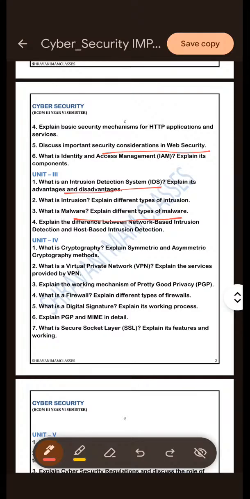I told you multiple times that symmetric means it uses the same key for both encryption and decryption, and asymmetric uses both the public key and the private key. Like this, you have to explain in detail about these cryptography methods. Okay, and coming to what is a virtual private network, and explain the services provided by a virtual private network. What is a virtual private network here? It creates a secure connection over the internet, right?